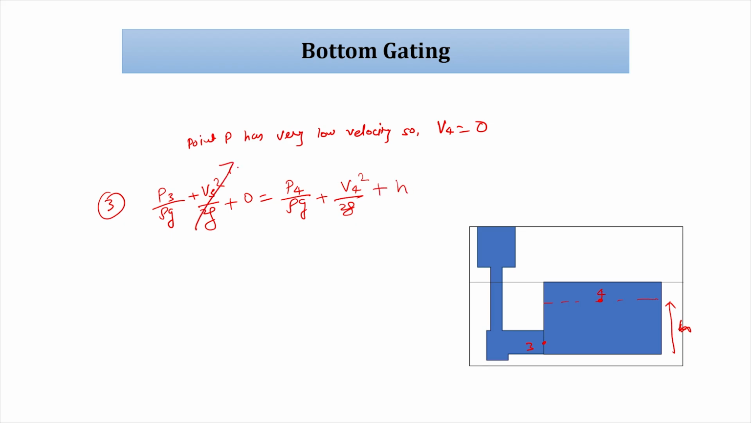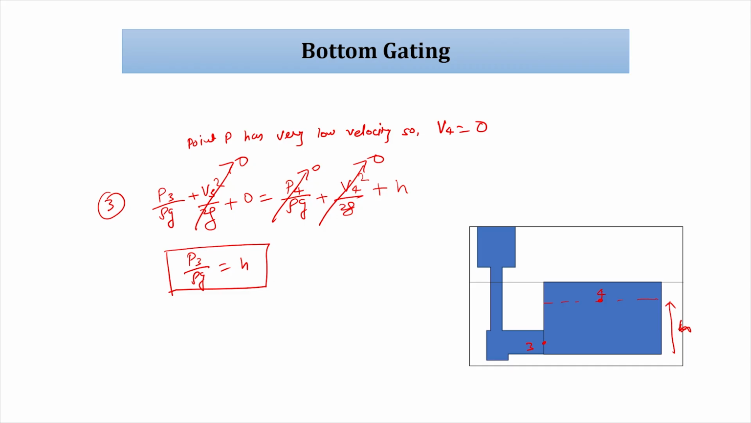This is already 0, this is already 0, this is also 0. Okay. So, P3 by rho g equal to H. What is it saying? After entering the mold, all kinetic energy, that is V3, is converted into pressure head. So, it is going to fill the mold. So, V4 is also 0, V3 is also 0, P4 is 0 due to atmospheric pressure. We are assuming that it can't go below the atmospheric pressure. So, P4 gauge is 0.